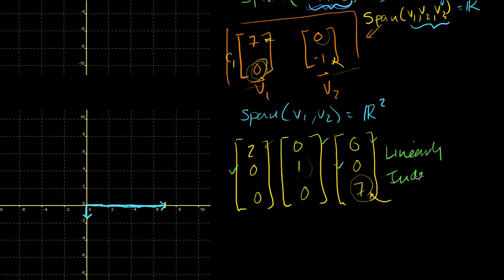And if you were to graph these in 3 dimensions, you would see that these three do not lie on the same plane. Obviously, any two of them lie on the same plane. But if you were to actually graph it, you get 2, 0, 0. Let me say that that's the x-axis. Then you have this 0, 1, 0. Maybe that's the y-axis. And then you have 0, 0, 7. It'll look something like this.